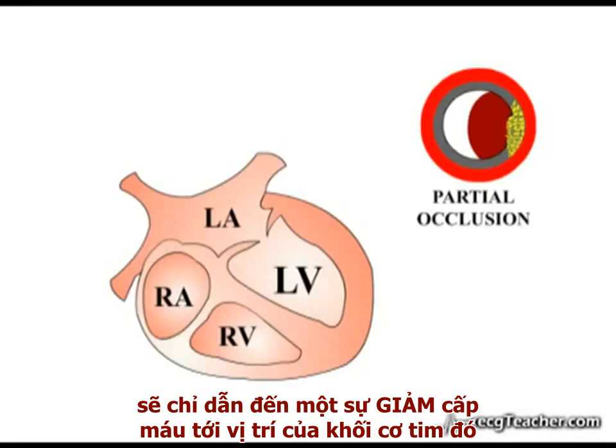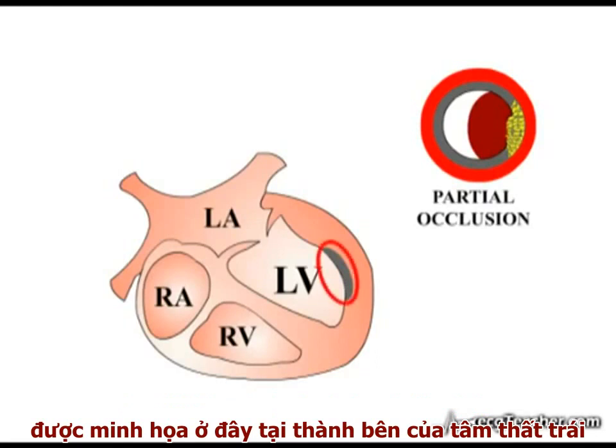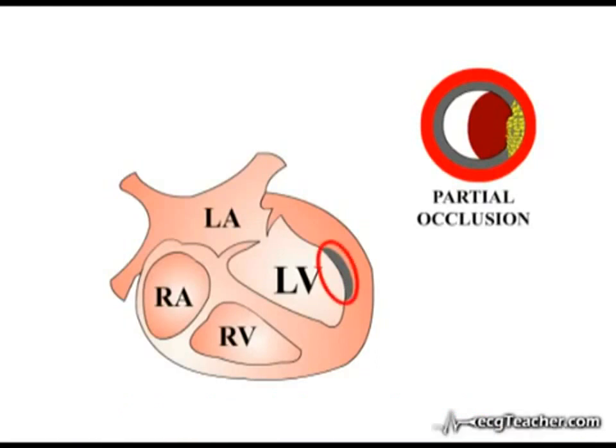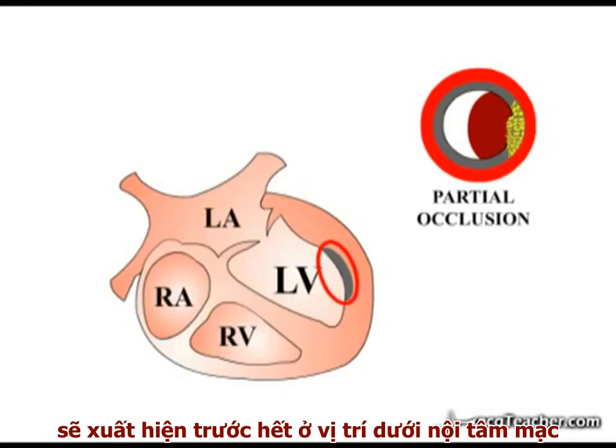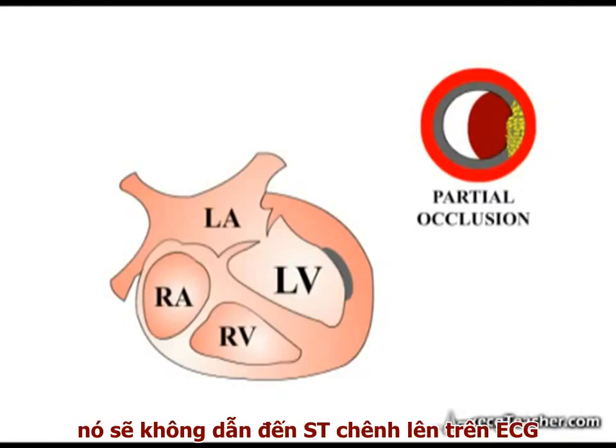to a region of myocardium. Ischemia in the area supplied by the partially occluded vessel, illustrated here in the lateral wall of the left ventricle, is primarily targeted on the subendocardial aspect of the affected region. In the great majority of these cases, this does not result in ST segment elevation on the ECG.